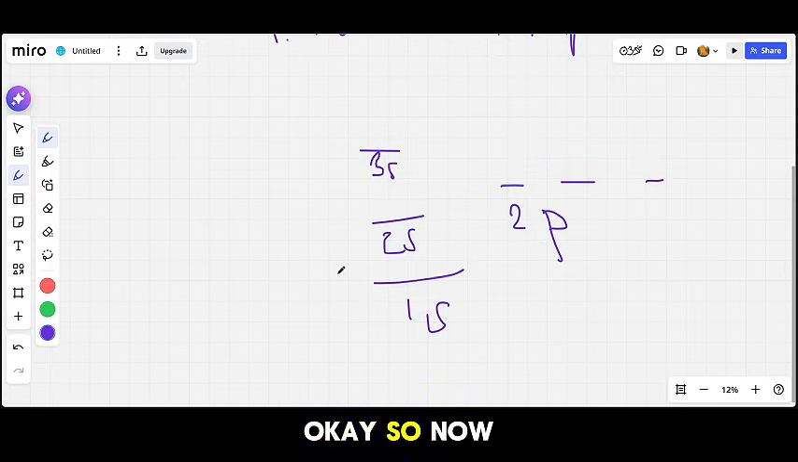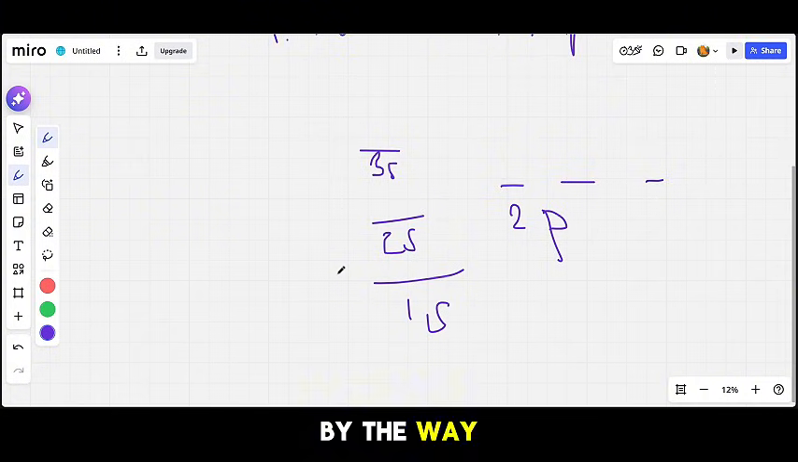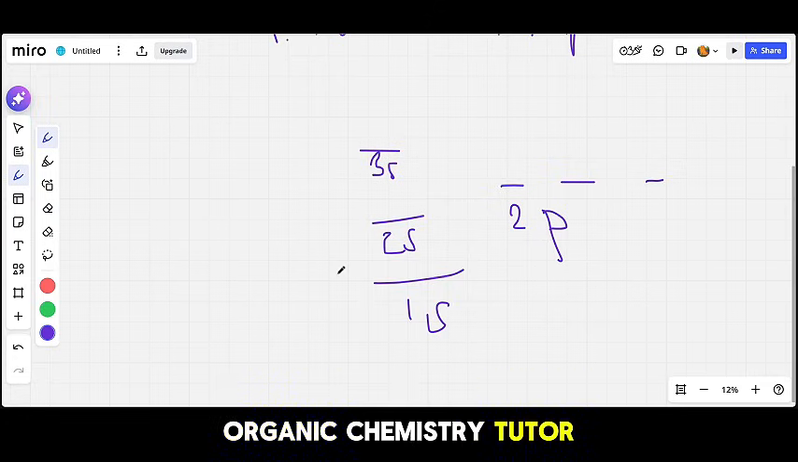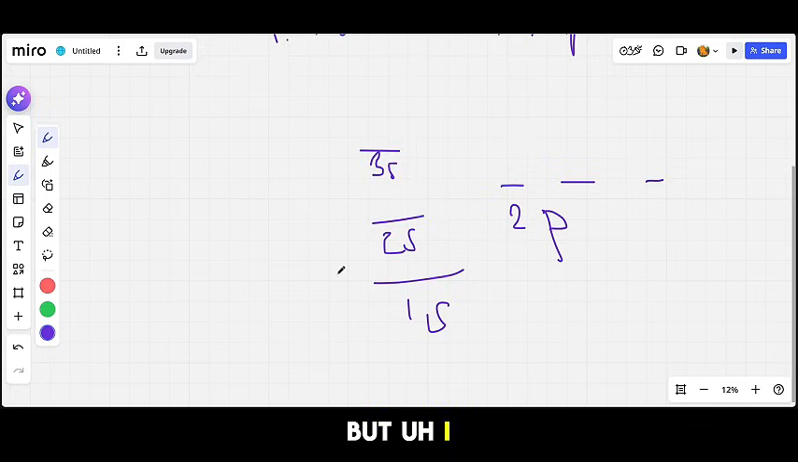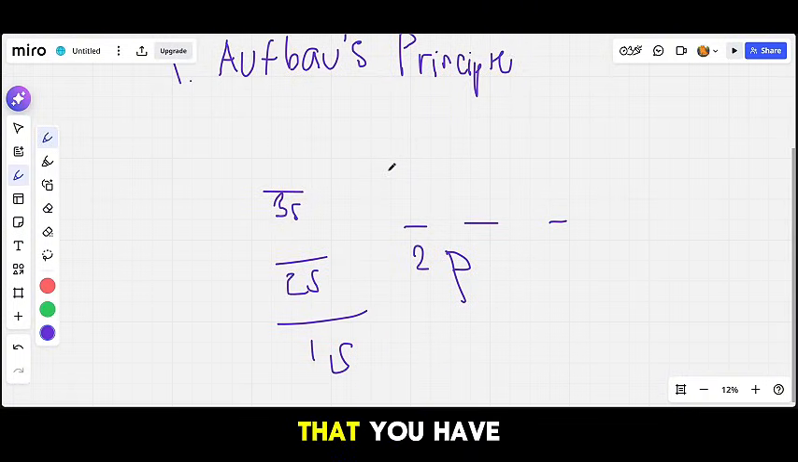Now that we've got this diagram for our electron configuration, and by the way, I got this idea from the Organic Chemistry Tutor. I'm basically just ripping off the Organic Chemistry Tutor, but I took it from this video, so credits to him. But aside from that, we're going to be talking about the Aufbau principle.